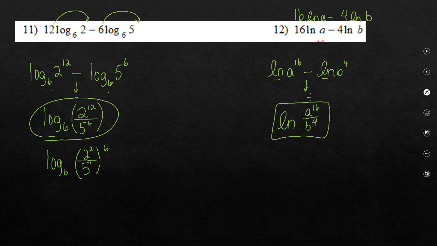Absolutely love it. If you want to take those powers out another step, I could raise them both to the 4th power. B to the 4th gives me b to the 4th, and a to the 4th raised to the 4th power would give me a to the 16th. So that's another way you can write that solution.